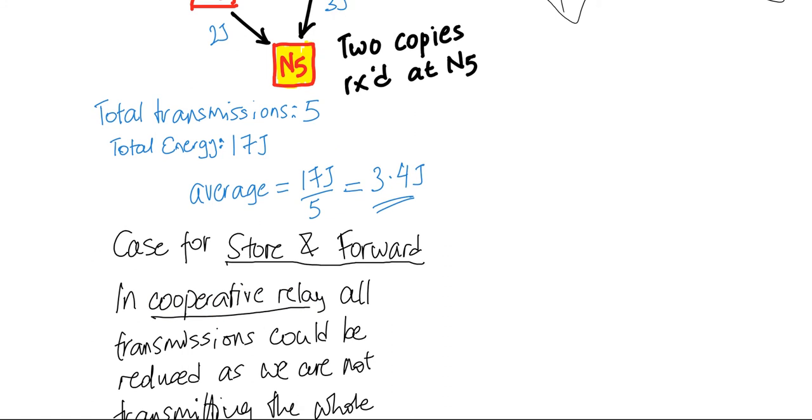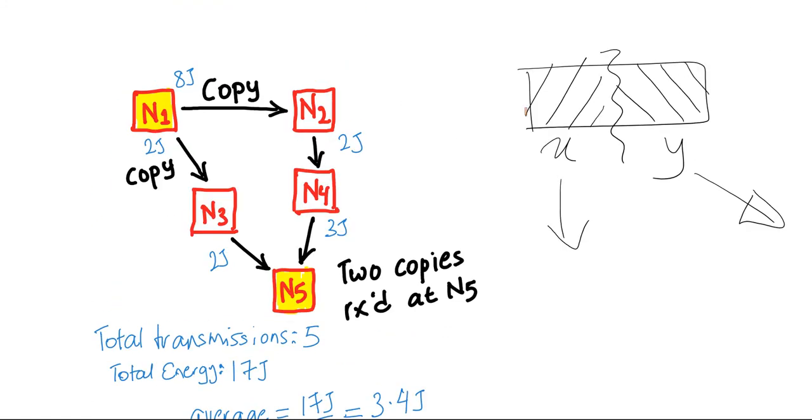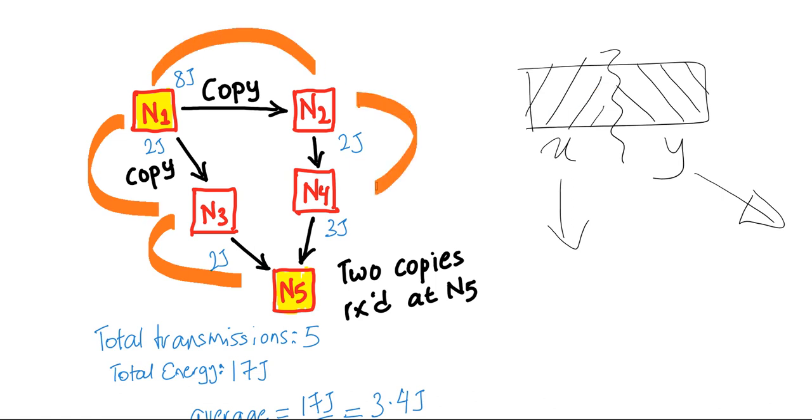Another advantage of cooperative relay is that because the messages are smaller, they're able to propagate and be received much quicker, which means that the overall latency is reduced.